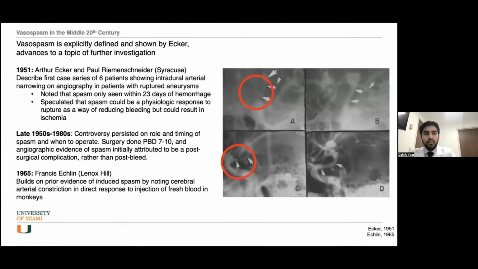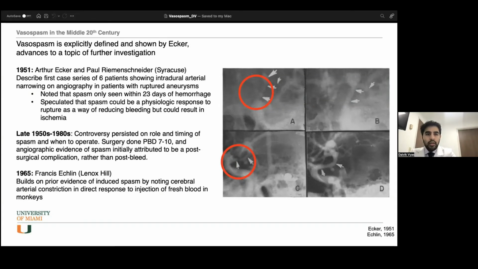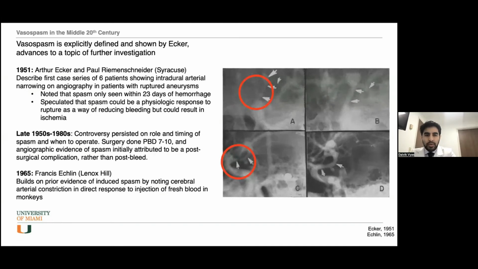But realistically, the word vasospasm isn't used until 1951 in Syracuse by Arthur Ecker. And at the time, he describes a case series of 6 patients who all underwent angiograms after having ruptured aneurysms. And he notes that within 23 days of hemorrhage, they had spasm that was reversible. So you see on the figure on the right, within the red circles, you have spasming blood vessels in 2 patients that were then restored. And at the time, he speculates that spasm could be a physiologic response to aneurysmal rupture as a way of the body protecting itself from blood loss. But he does posit that this could cause a secondary ischemic event.